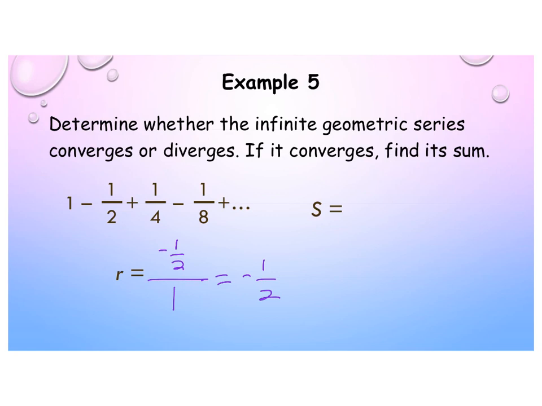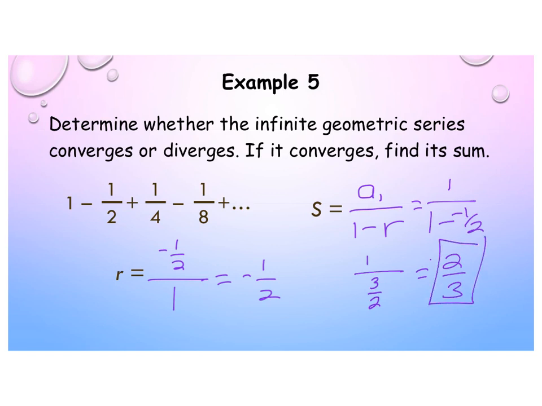So the sum is the first term over 1 minus r. Okay, so my very first term is 1. It's over 1 minus a negative 1/2. Well, 1 over 1 minus negative 1/2 is 1 plus 1/2, which is 3/2. Flip and multiply, I get 2/3. That is the sum, and I'm done. Not too bad. It's pretty easy on that one.